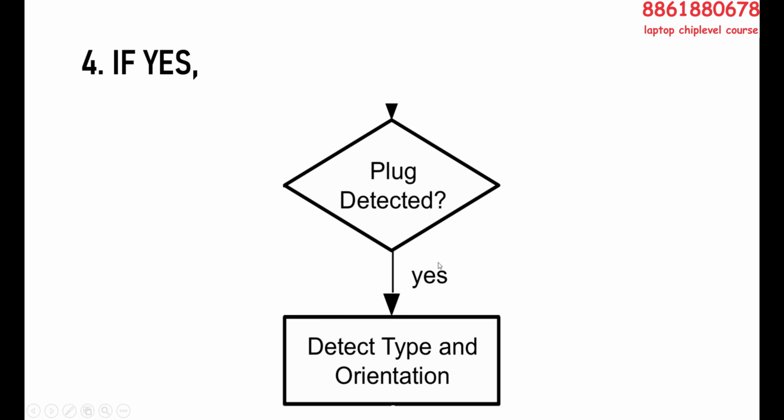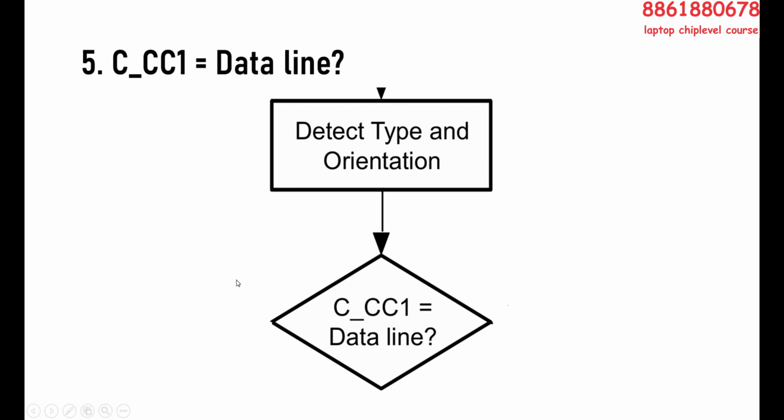Detect type and orientation. Okay, first the firmware works. The firmware has detected the device, then what will happen? Detect type and orientation. How is it connected? It's the top side or bottom side. Two sides I told you, A side and B side. Now CC1 data line, in case the A side is connected, then what will happen? Orientation is the upper side. If the upper side is CC1, if CC1 has data, then what will happen?